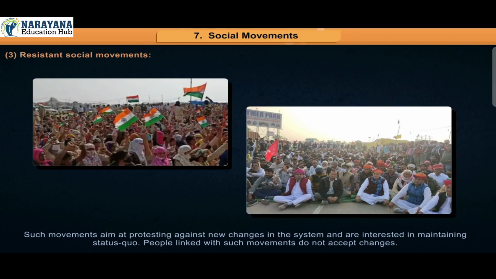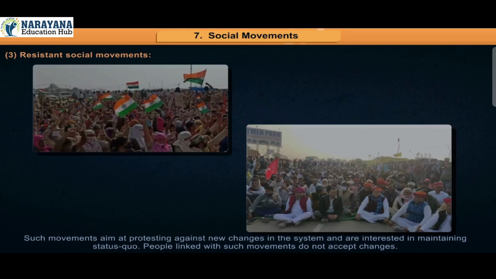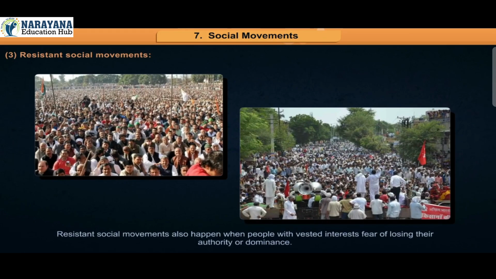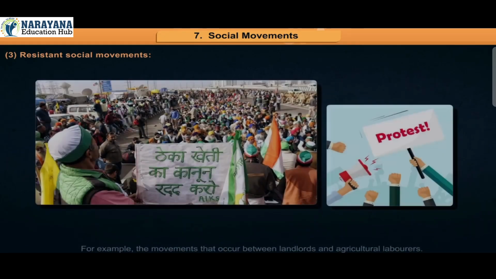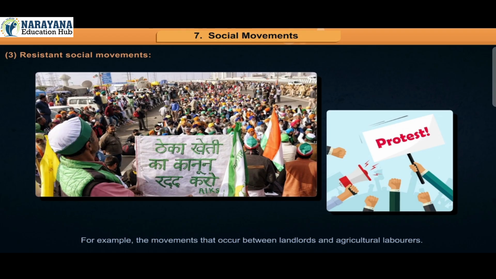People linked with such movements do not accept changes. Resistant social movements also happen when people with vested interest fear losing their authority or dominance. For example, the movements that occur between landlords and agricultural laborers, and the reactions against the law of khede teni jamin, that is, tiller is owner of land, can also be termed as resistant social movement.